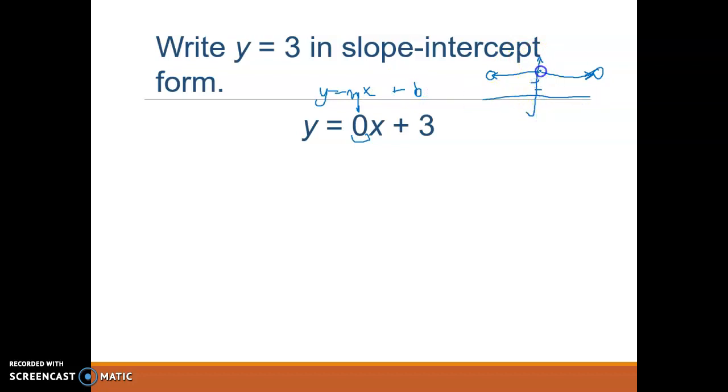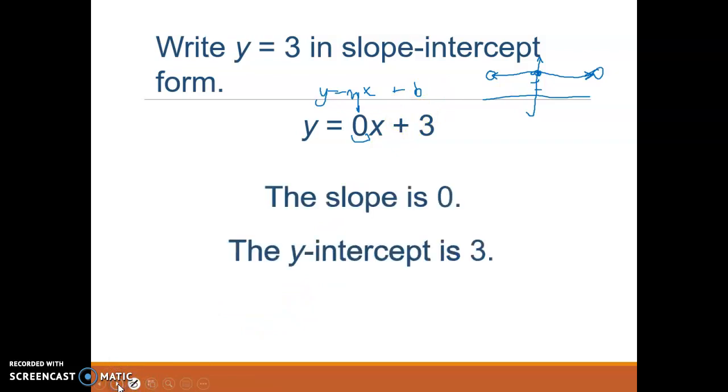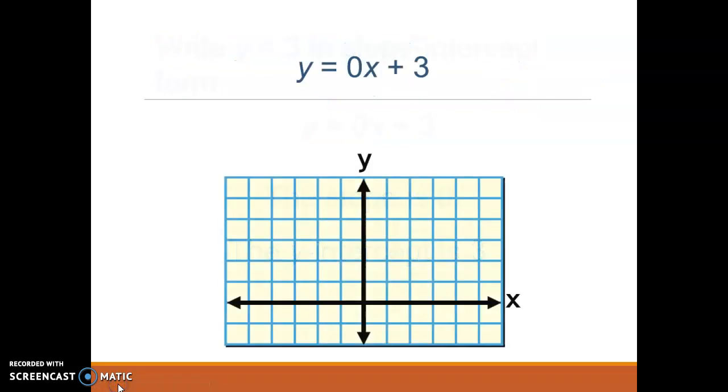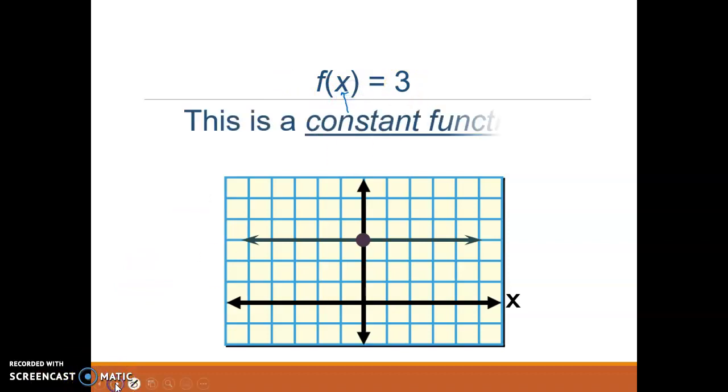1, 2, 3, because y equals 3 for our y-intercept. We get y equals 0x plus 3. So the slope is 0, the intercept is 3. When we graph that, we get a horizontal line just like we said we would. We can write that in function notation as f of x equals 3. No matter what x we put in here, our y will always be 3.